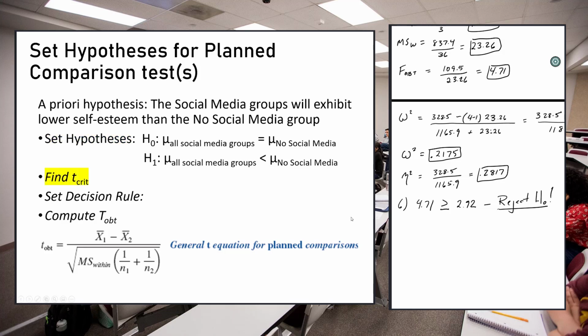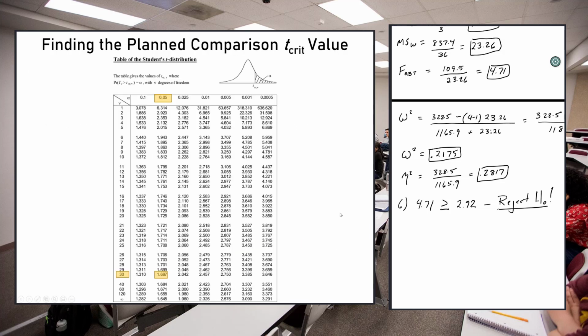Then we need to find the t-critical value. So to do this, when you're doing a planned comparison, you're going to use the degrees of freedom within for your ANOVA. And you're always going to look at a one-tailed test. And in this case, alpha is 0.05 because it wasn't specified. So we go to our t-table, in the alpha of 0.05 column. And then our degrees of freedom were 36.